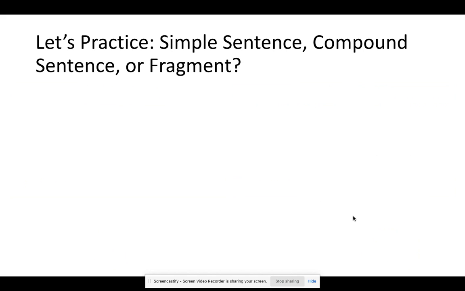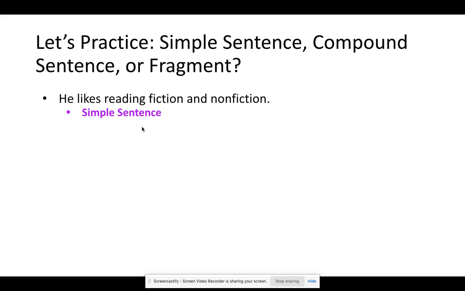All right, let's do some practice. Now we're going to say for each item, is it a simple sentence, a compound sentence, or a fragment? He likes reading fiction and nonfiction. Ooh, this is a tricky one. Okay, you guys, this is a simple sentence.